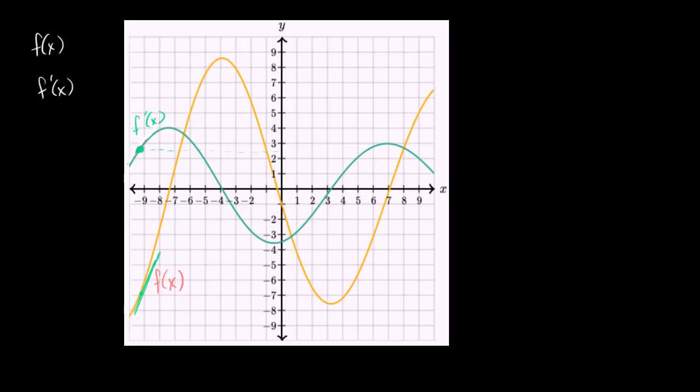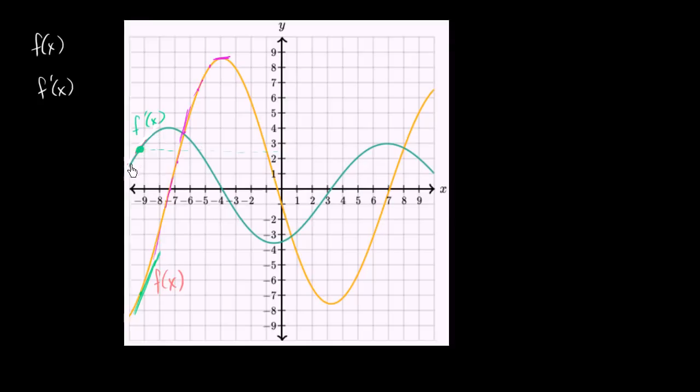Let's think about what happens as we move to the right. Here, it looks like the slope of this yellow function keeps going up, and then at some point it reaches some maximum slope, and then it starts to go down again. The slope goes all the way down to 0 right over here. Well, does this green function describe that?